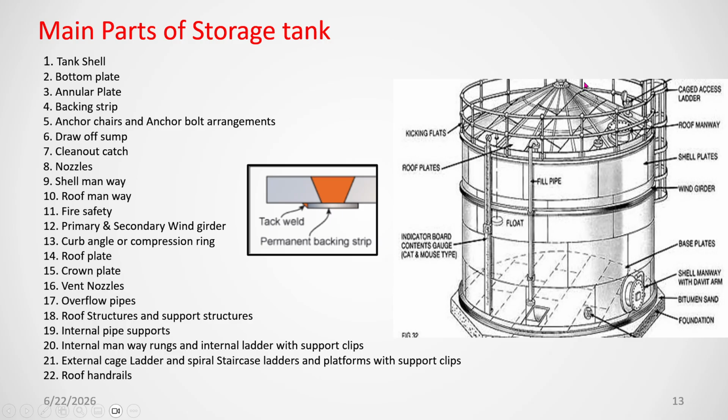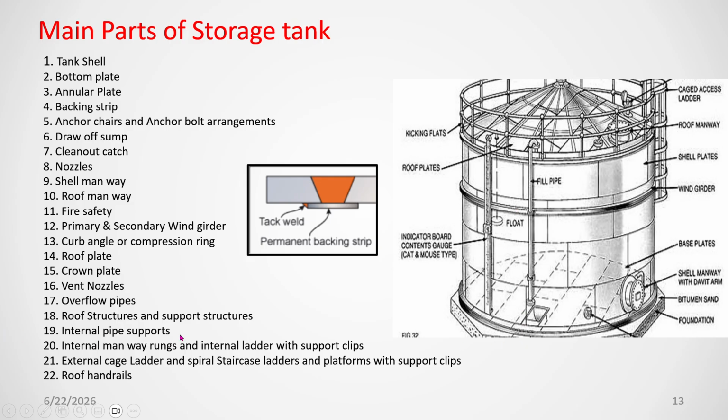So if a vent is there, then air from the vent will go inside, and both sides will create the same pressure. Otherwise, if you are not opening the vent, then the tank can collapse, because due to taking out the material there will be a vacuum, and due to this vacuum the tank can collapse. And overflow pipes: if it overflows, then there will be overflow pipes.